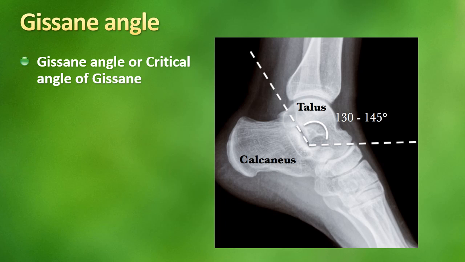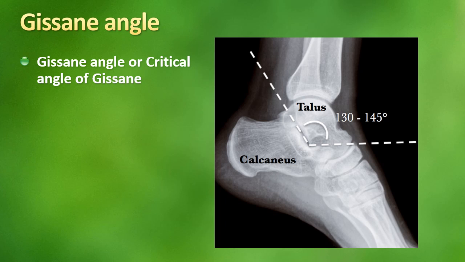Now, the second important angle related to the calcaneum is the angle of Gissan, otherwise also known as the critical angle of Gissan. Its normal value is 130 to 145 degrees, whereas some books also mention the Gissan angle to be normal around 120 to 145 degrees. This angle is also drawn on the lateral view of the calcaneum. It is formed by the tangent to the downward and upward slopes of the calcaneum superior surface.